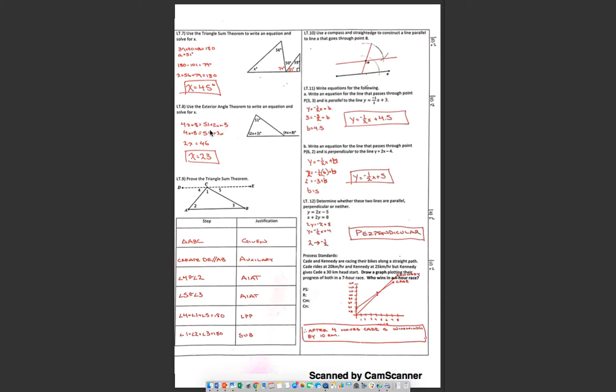I just combined some like terms. Now I got 54 plus 2x. I subtract the 2x from both sides. I subtract the 8 from both sides. And that leaves me with 2x equals 46. Divide by 2 and I get x equals 23.